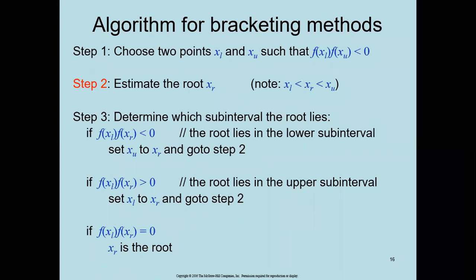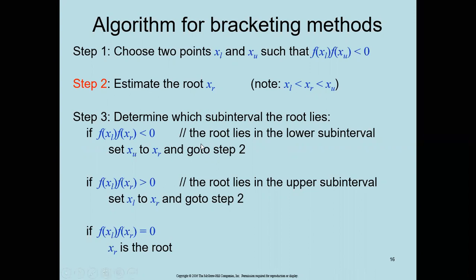So for the algorithm of the bracketing method, the first step is we need to choose two points, usually x sub L to x sub u, or from A to B, such that f of A times f of B is less than 0. Then we can estimate the root x sub R. Take note that x sub R should be less than x sub u or B, but greater than x sub L or A. Then step 3, we determine in which subinterval the root lies.